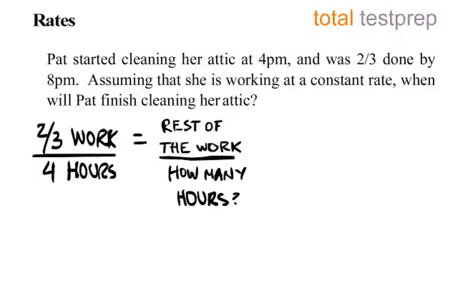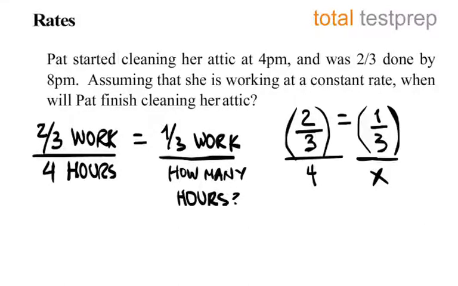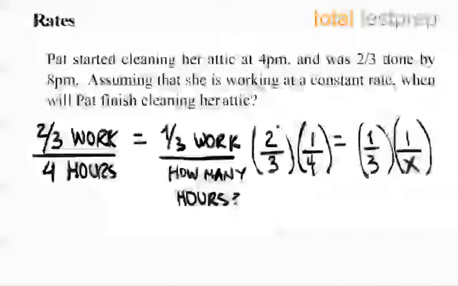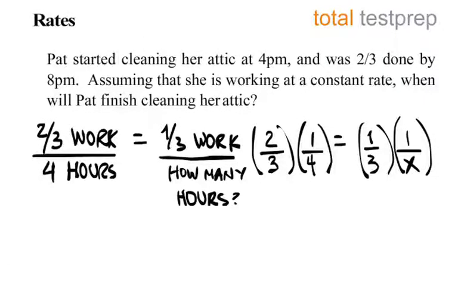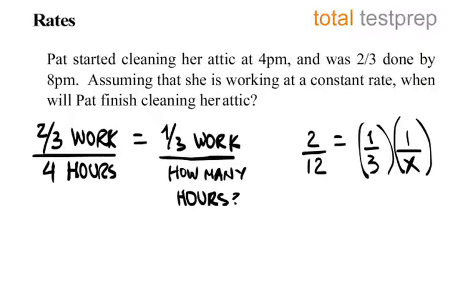So the rest of the work in how many hours? If you do 2/3 of the work, that means you have 1/3 of the work left to do. And we can put x for the how many hours. So what we get is 2/3 over 4 is equal to 1/3 over x. We would then turn both of these into fractions, cross multiply to get 2/3 times 1/4 is equal to 1/3 times 1 over x. 2 over 12 is equal to 1/3 times 1 over x. The 2 over 12 can be reduced to 1/6, and then x is equal to 2 because 1/3 times 1/2 gives you 1/6. So it's going to take 2 more hours.